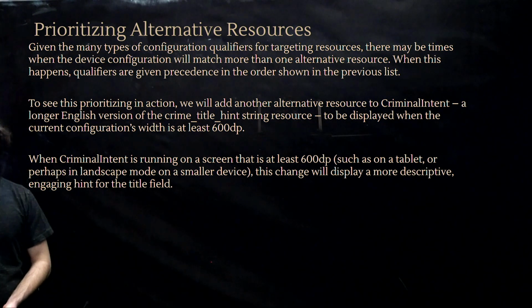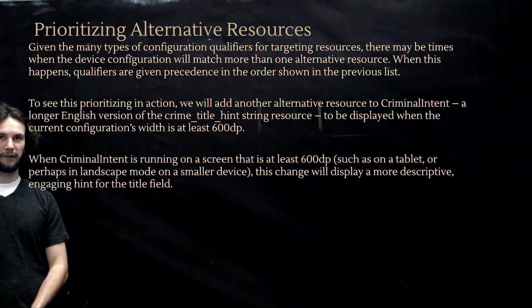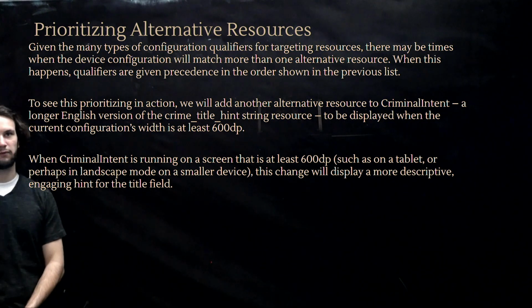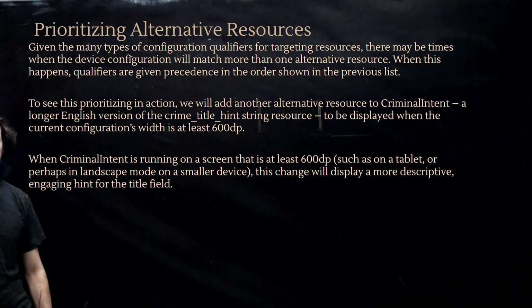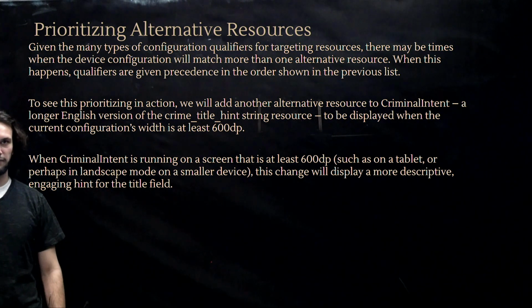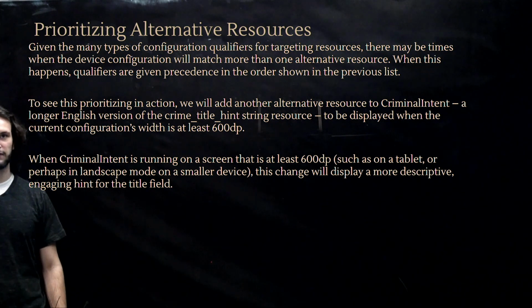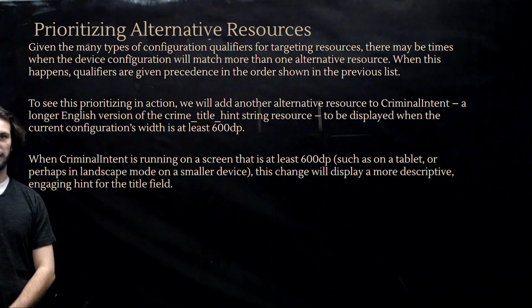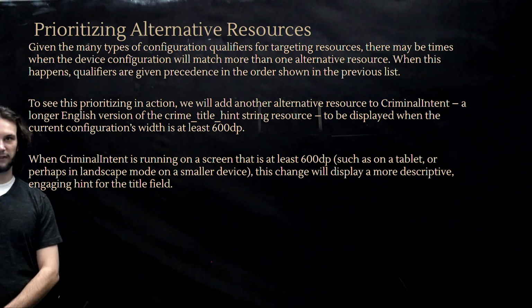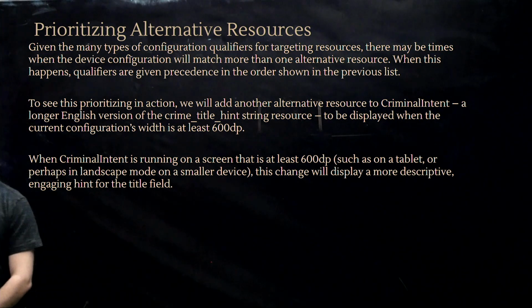Given the many types of configuration qualifiers, there may be times when the device configuration will match more than one alternative resource. When this happens, qualifiers are given precedence in the order shown in the previous list. To see this prioritization in action, we will add another alternative resource to criminal intent, a longer English version of the crime title hint string resource to be displayed when the current configuration's width is at least 600 dp. When criminal intent is running on a screen that is at least 600 dp, this change will display a more descriptive, engaging hint for the title field.